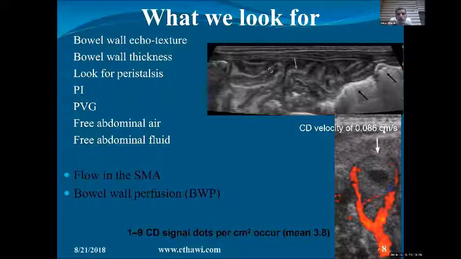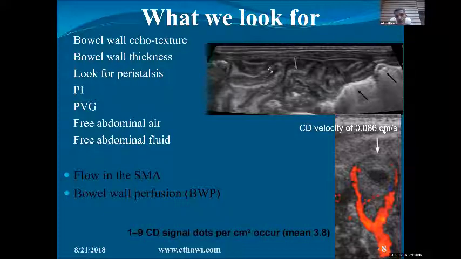First, you look at the bowel wall texture. Is it thin? Is it thick? Is it fixed? Is it moving or not? Then you look at the peristalsis and you divide the peristalsis into 3 types. Is it wormy, moving like a worm, or is it oscillatory, where the wall is not moving but the content is moving, and the content can be fluid or stool or air, or there is no movement at all.